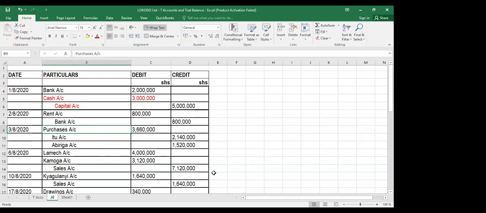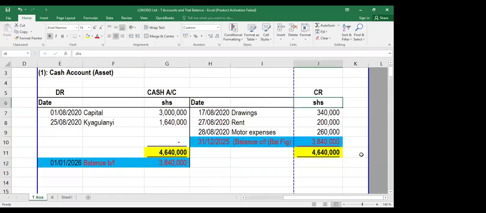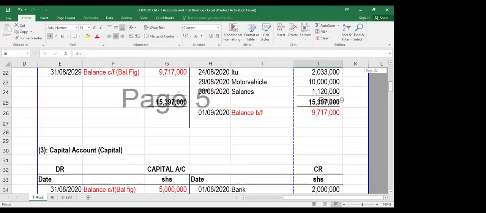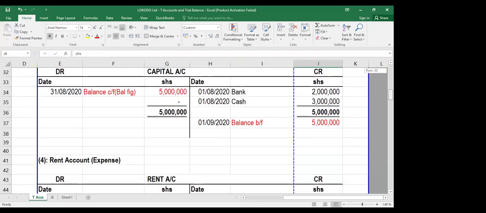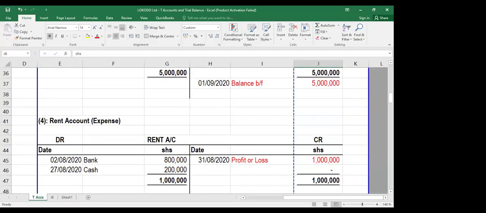From these journal entries, we go ahead to prepare the ledger accounts. We prepare the cash account, the bank account, depending on the scenario, the capital account. These are now the ledger accounts. Those particular questions that I've shown you in the past papers, prepare the ledger accounts, I think one of them was carrying like 13 marks. So these are the ledger accounts.